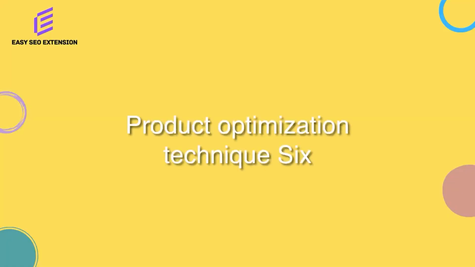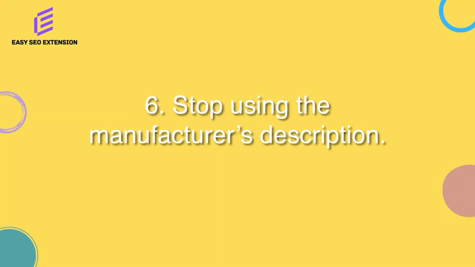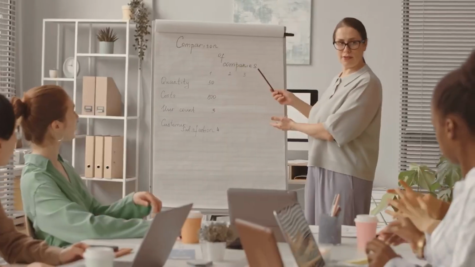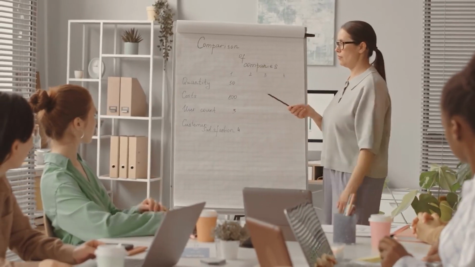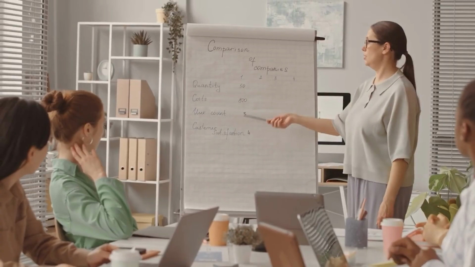Product optimization technique 6, stop using the manufacturer's description. This one personally bugs me a lot because it's a very common mistake, yet it's easily fixable. So many of your competitors are using the manufacturer's product descriptions, so you want to avoid doing that. Otherwise, you're just going to be in a cesspit of copy and paste content like a bunch of other sites.